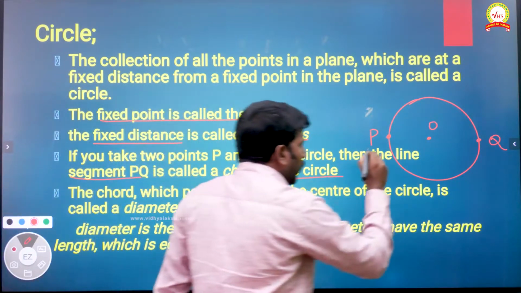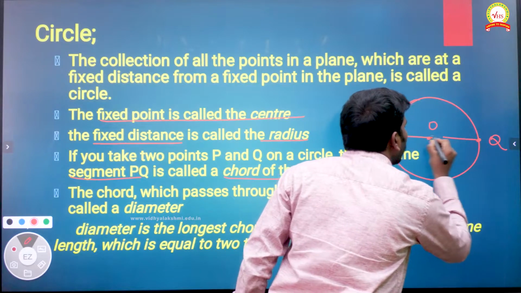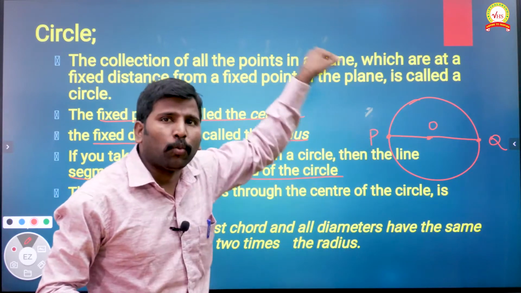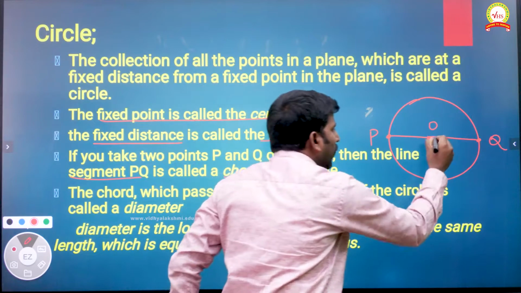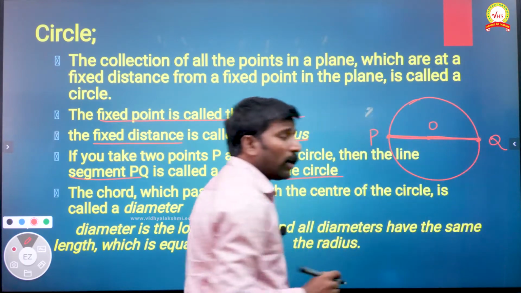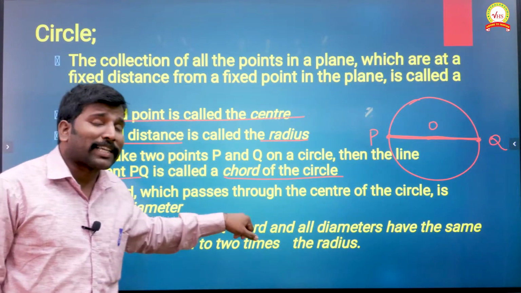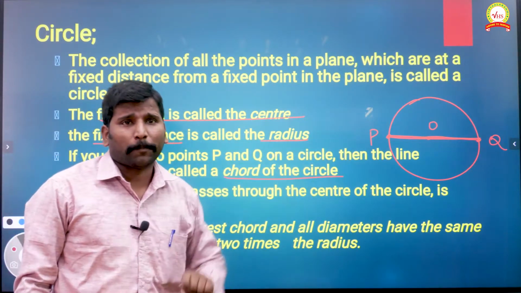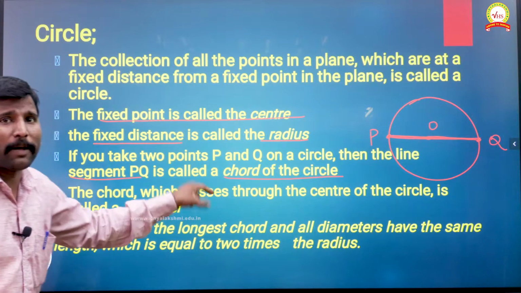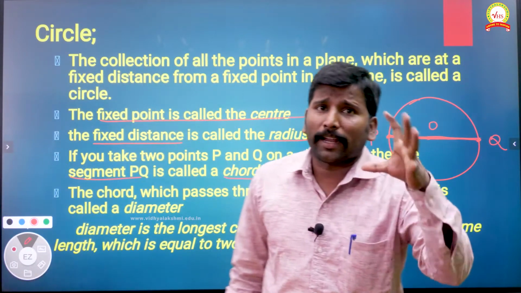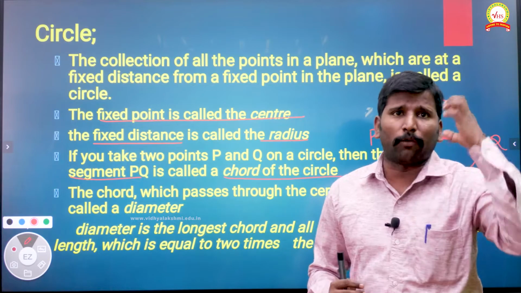Now listen children, when you join this PQ through the center point O, that is called the diameter. This length, this full length is called the diameter. That is what we are telling. See, the chord which passes through the center of the circle is called the diameter. This thing you have to remember.